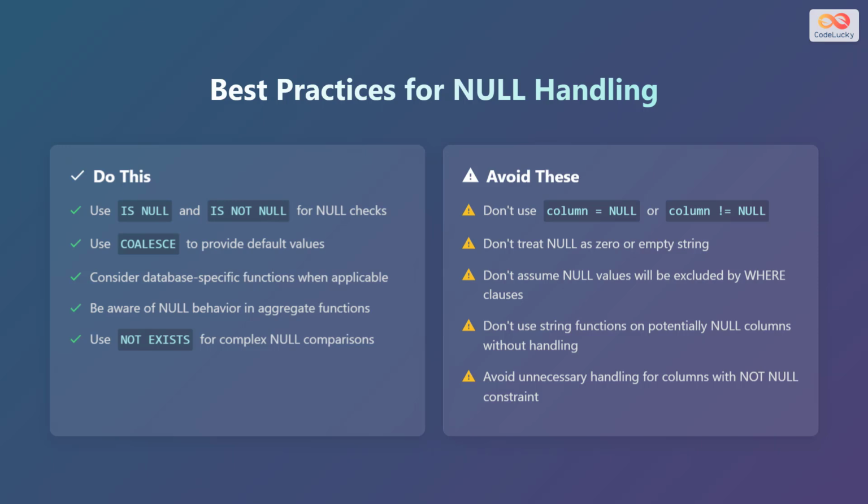And here are some things to avoid. Firstly, do not use column equals null or column not equals null. Secondly, do not treat null as 0 or an empty string. Thirdly, don't assume null values will be excluded by where clauses. Fourthly, do not use string functions on potentially null columns without handling. And fifthly, avoid unnecessary handling for columns with not null constraint.